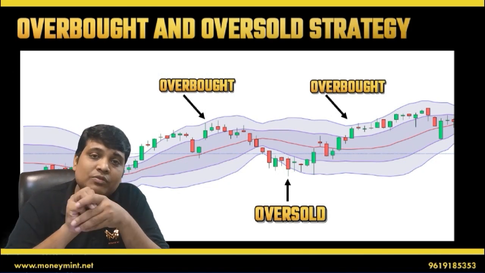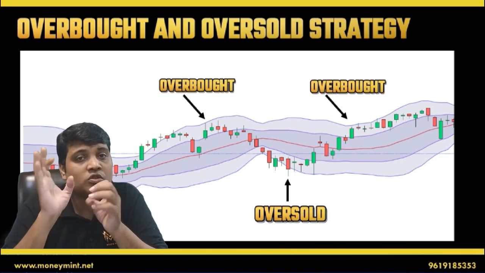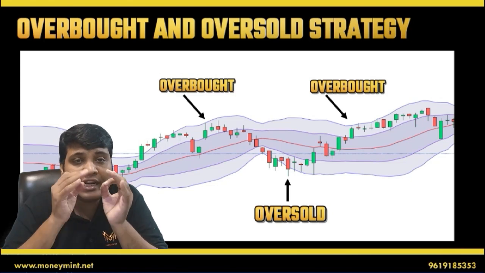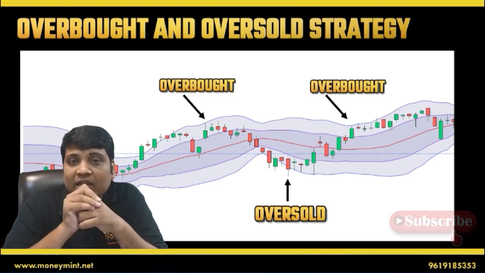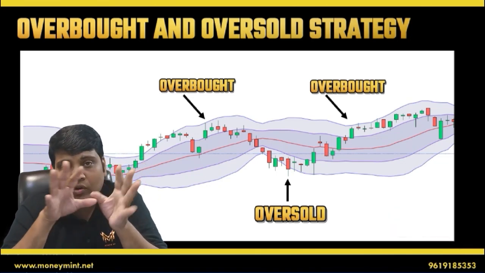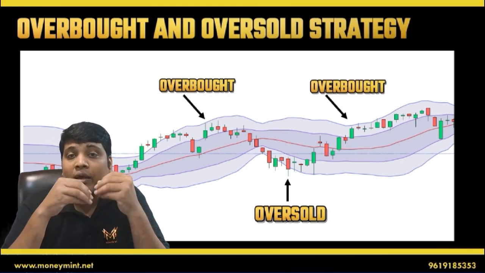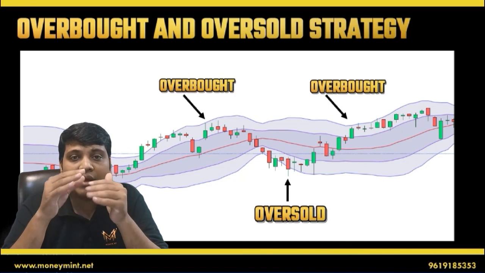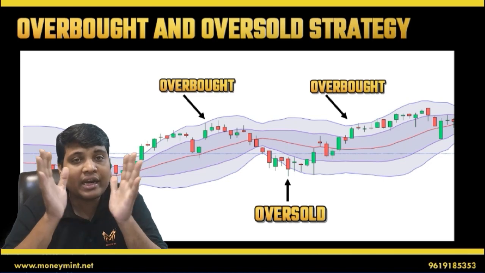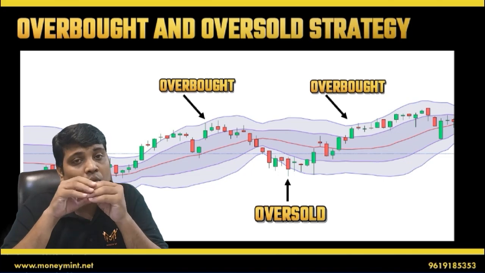Now in this video we will understand three strategies. First is the overbought and oversold zone strategy. Next is the multiple band trending strategy, and the third is the squeeze strategy. When you understand all three strategies, you are able to predict the sideways movement, the trending movement, and the market when it will expand. That is how the band works.